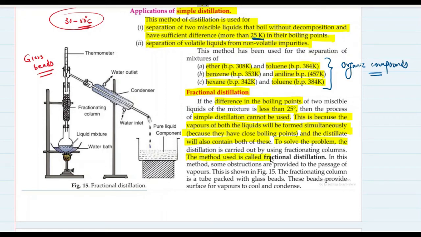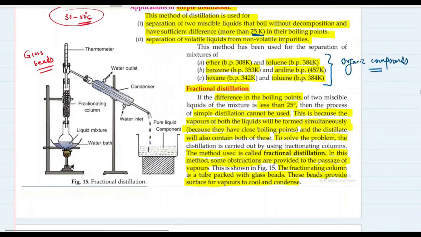The method used is called fractional distillation. In this method, some obstructions are provided to the passage of vapors. The fractionating column is a tube packed with glass beads. These beads provide surface for vapors to cool and condense, as I told you.